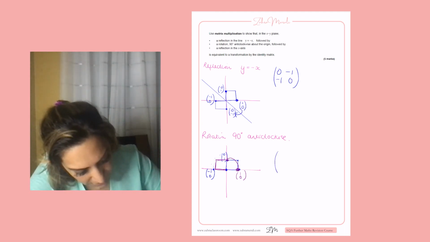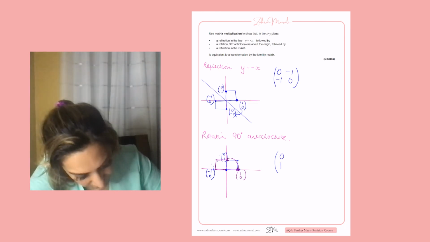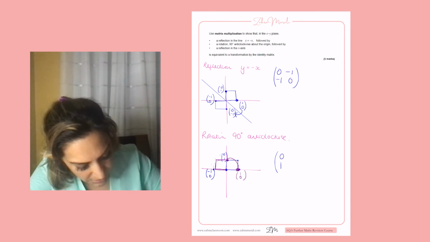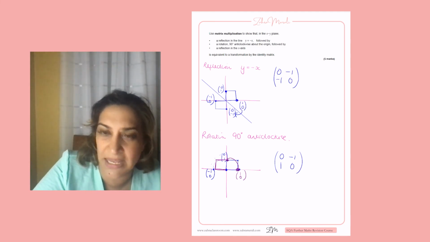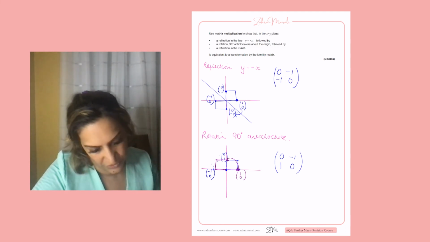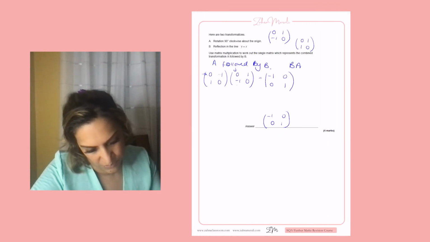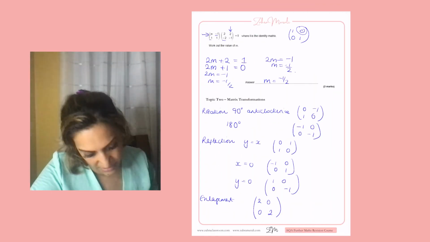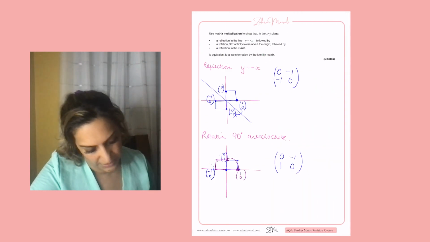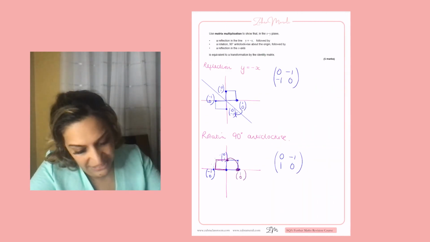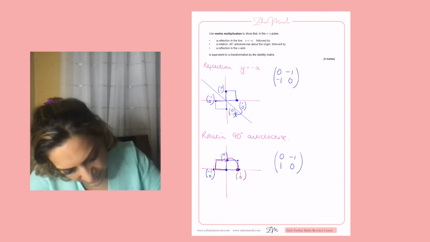So you say 1, 0 becomes 0, 1, and 0, 1 becomes -1, 0. And that's the same as that. If you have a look, that's the same as what we said over here for a rotation of 90 degrees anti-clockwise. Okay, then we've got a reflection in the x-axis.